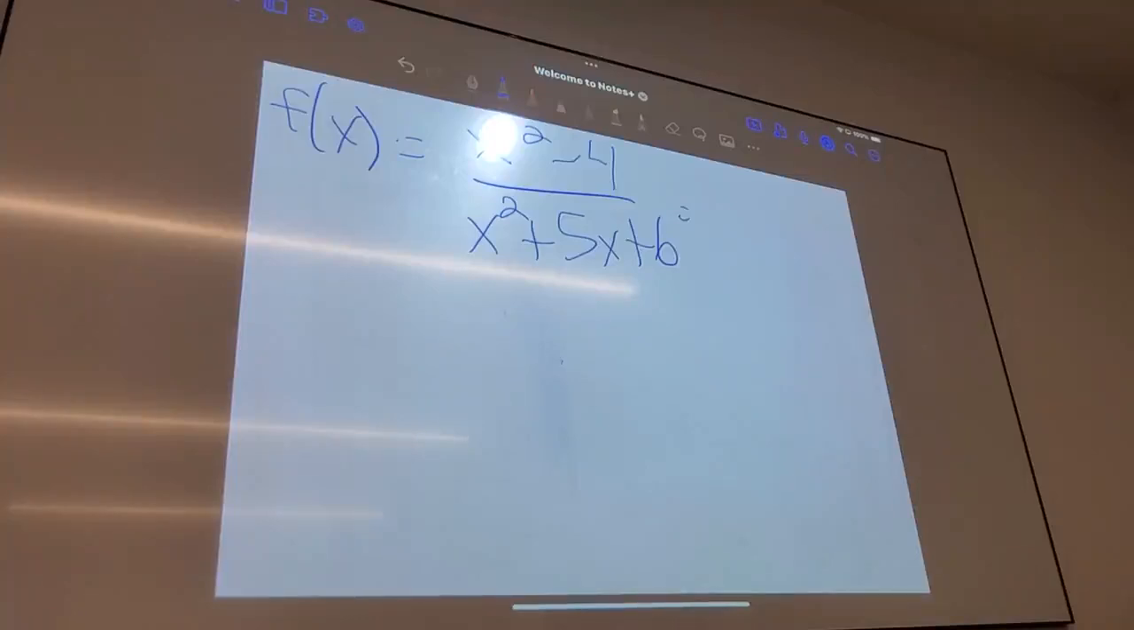So what do you got on the top? What do you got on the bottom? x plus 3. x plus 2. So if you only look at that without thinking about anything, where would you think there should be vertical asymptotes? Negative 3, negative 2. And I would say, okay, that makes sense, but one of those is not true.